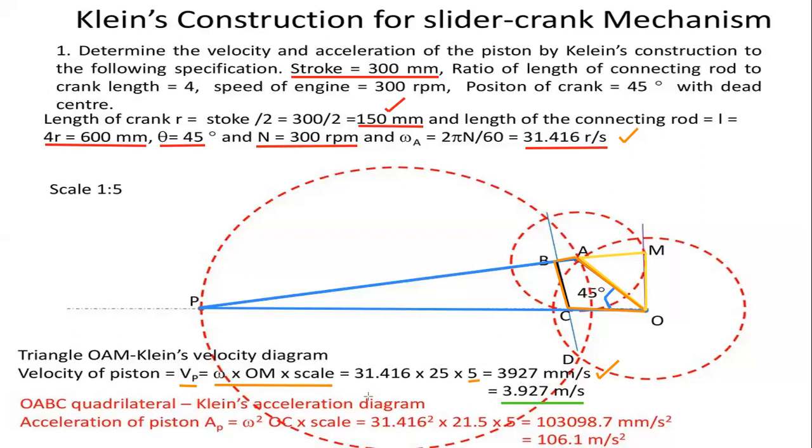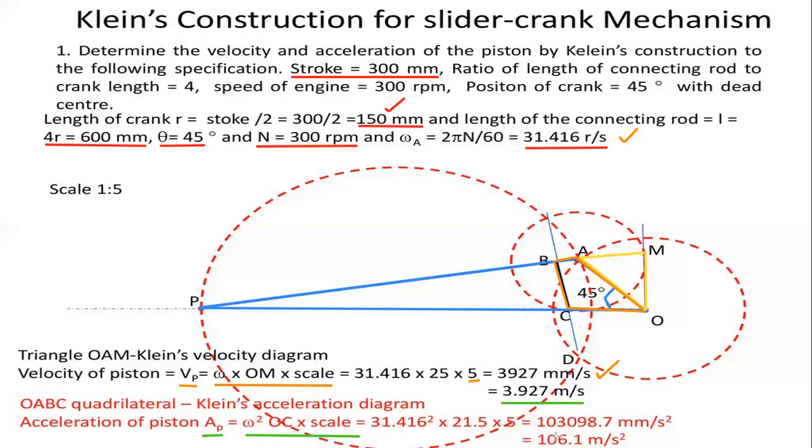So Klein's constant acceleration diagram. Here OABC quadrilateral is the Klein's acceleration diagram, and the acceleration of the piston A is equal to omega square into OC into scale. Omega square is 31.416, and the length of OC, by measurement, we got 21.5 mm, and the scaling is 5.